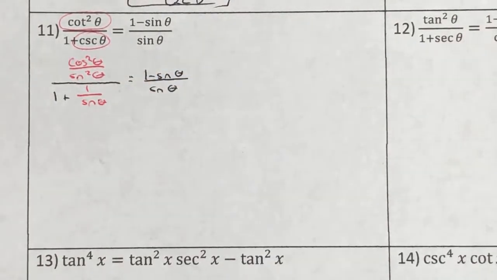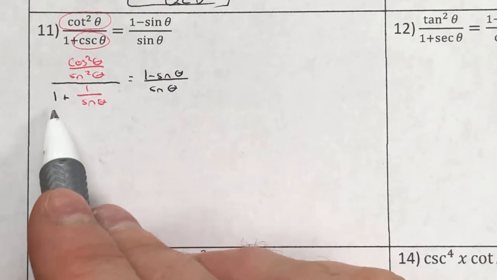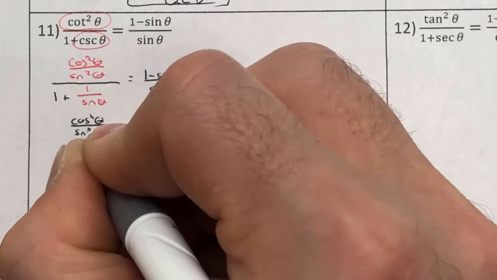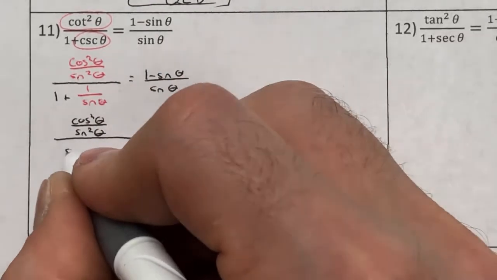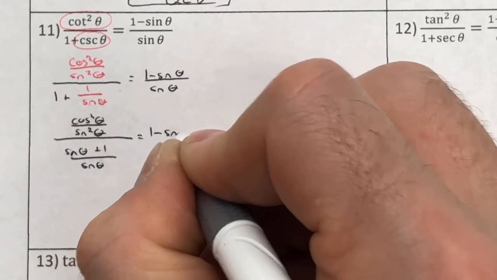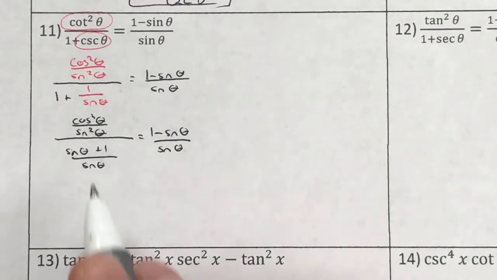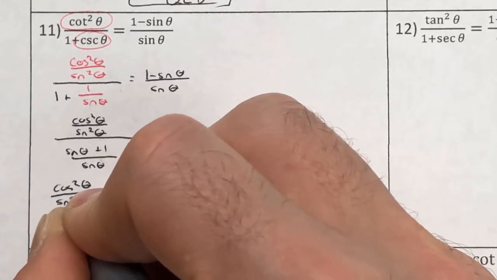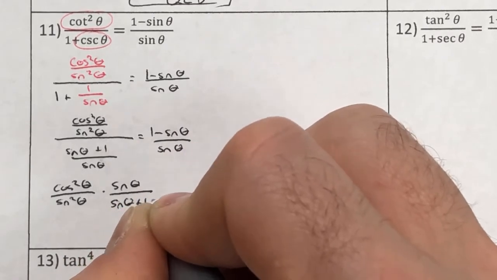At this point, I'm looking at trying to combine this lower fraction so that I can combine top and bottom. But first, I need to multiply by sine over sine. That'll leave me with a cosine over a sine. And then on the bottom, now that I've combined this, sine over sine gives me sine plus 1 all over sine. Perfect. Next up, I'm going to change to flip. So I get cosine squared over sine squared times sine over sine theta plus 1.